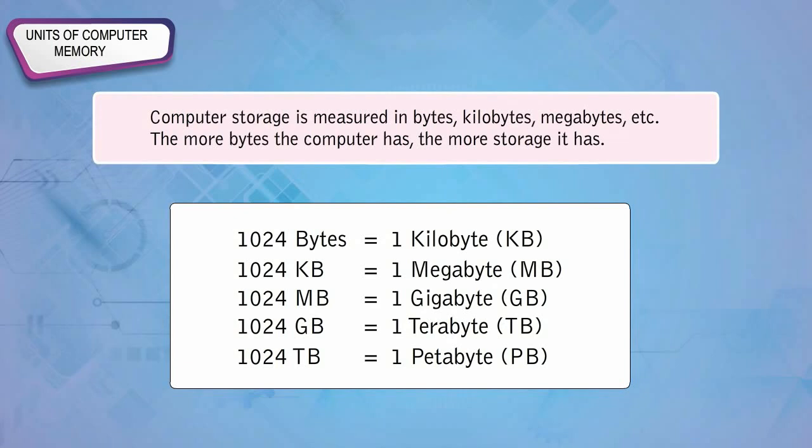1024 bytes equals 1 kilobyte, KB. 1024 KB equals 1 megabyte, MB. 1024 MB equals 1 gigabyte, GB. 1024 GB equals 1 terabyte, TB. 1024 TB equals 1 petabyte, PB.